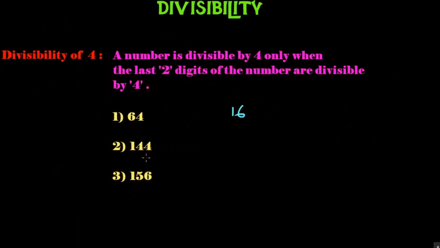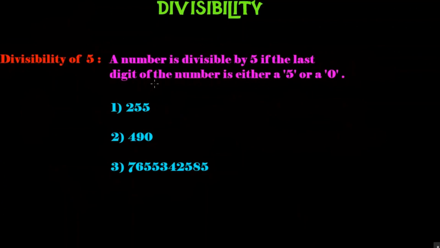Now, taking 144 as an example, the last two digits are 44. So 44 is divisible by 4, hence 144 is also divisible by 4. Now, taking 156 as an example, taking the last two digits, we get 56. It is also divisible by 4, hence 156 is also divisible by 4. Therefore, now let's check out divisibility of 5.